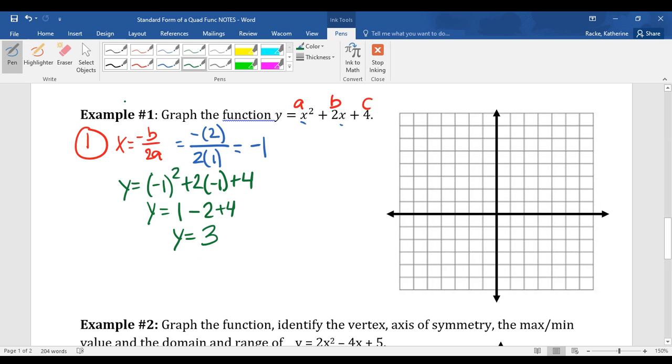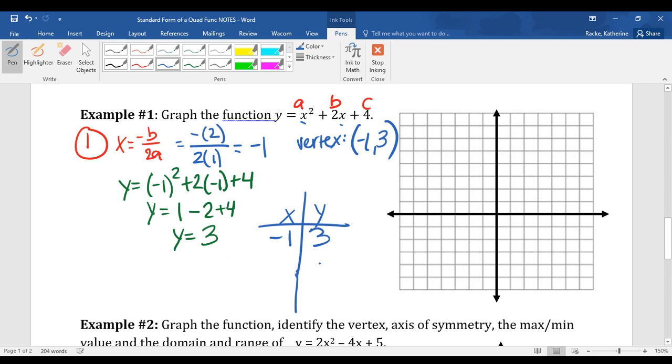Okay, so let's go ahead and do our table now. x, y. We're going to plug that in. Okay, so our vertex point is negative 1, 3. Now we need to find two values greater than negative 1, so we'll just use 0 and 1, and we'll go ahead and plug those in to find what our y values are here.